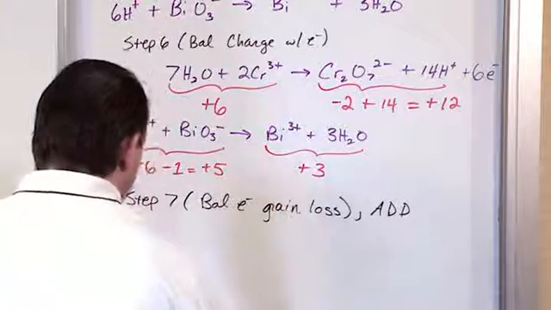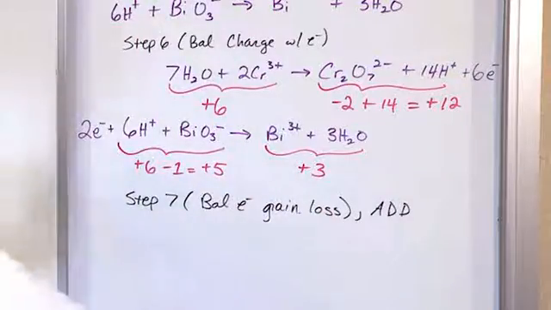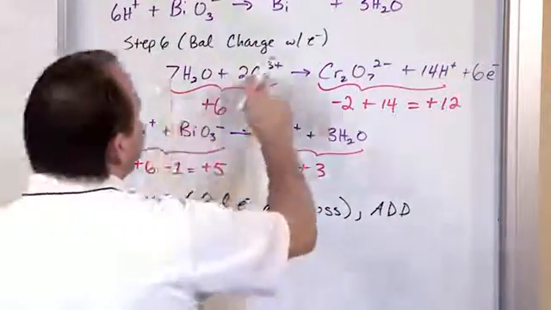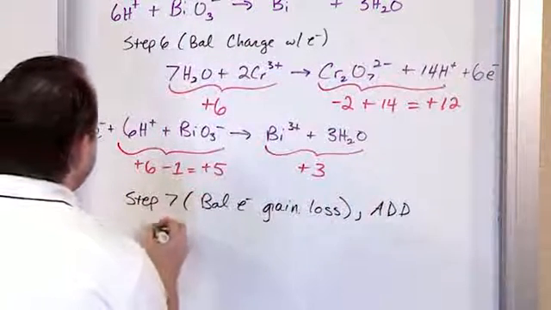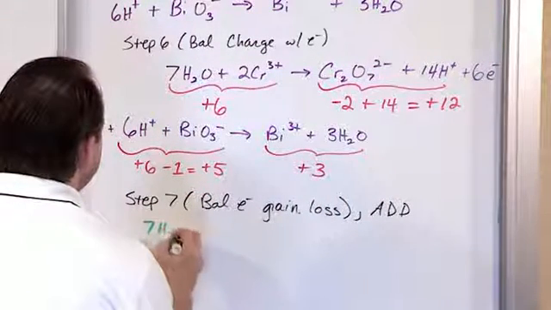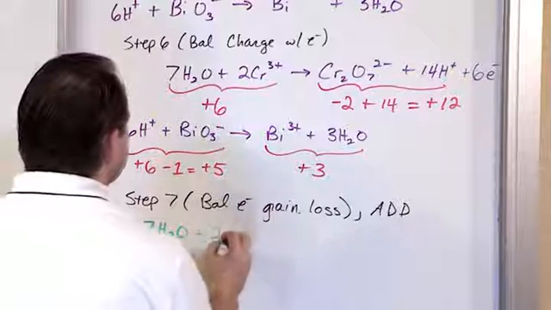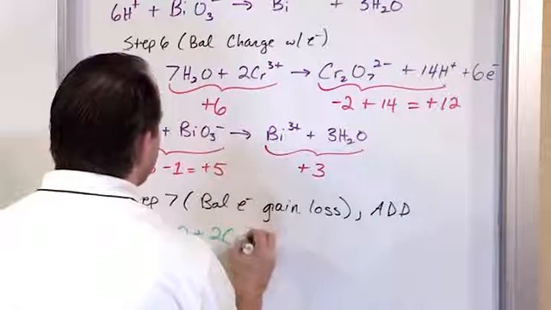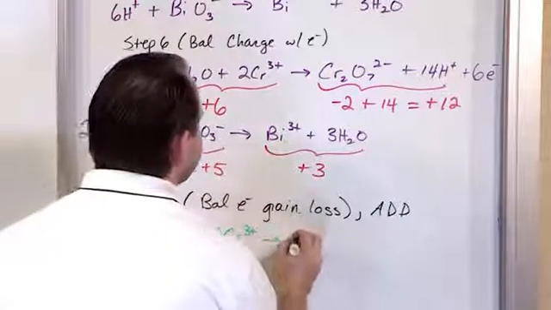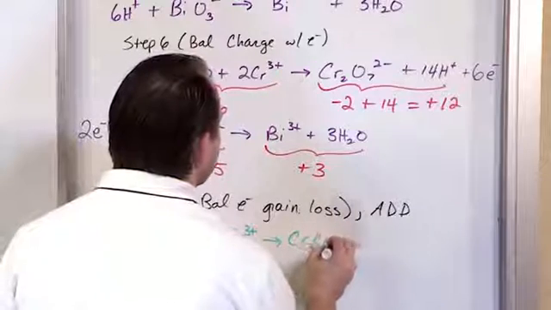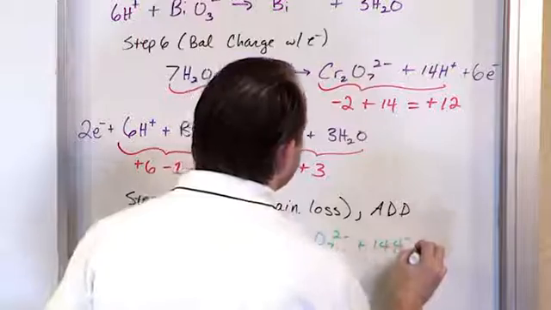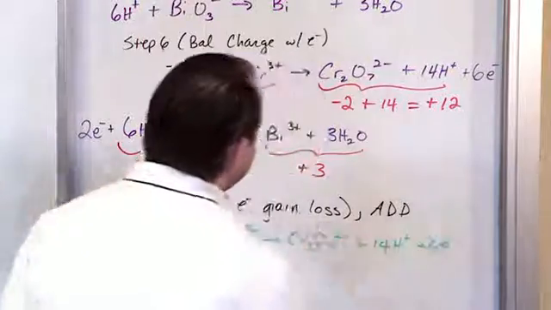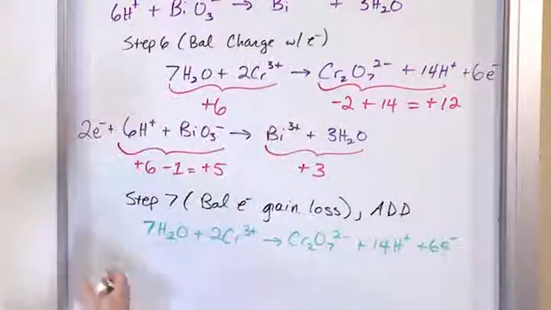And because I have so many colors on the board, I'm going to switch colors at this point. What I'm going to do is write the first reaction down as is, because we're not altering that. So I'm going to carry that down and say 7H2O plus 2 chromium 3 plus yields Cr2O7 2 minus plus 14 hydrogen ions plus 6 electrons. That's the first half reaction. I've done nothing at all to it.